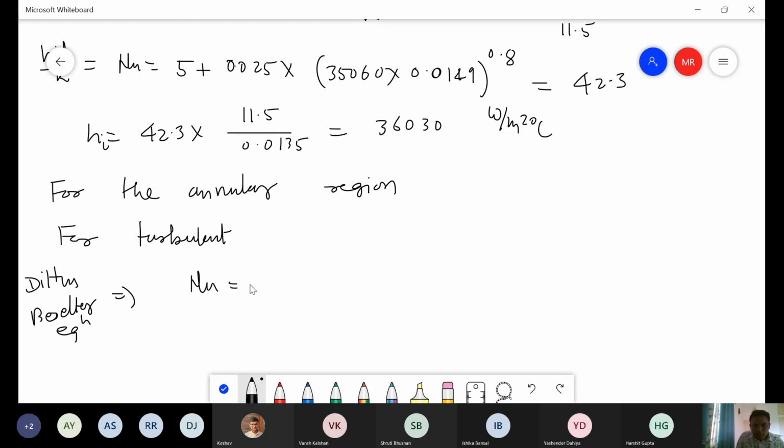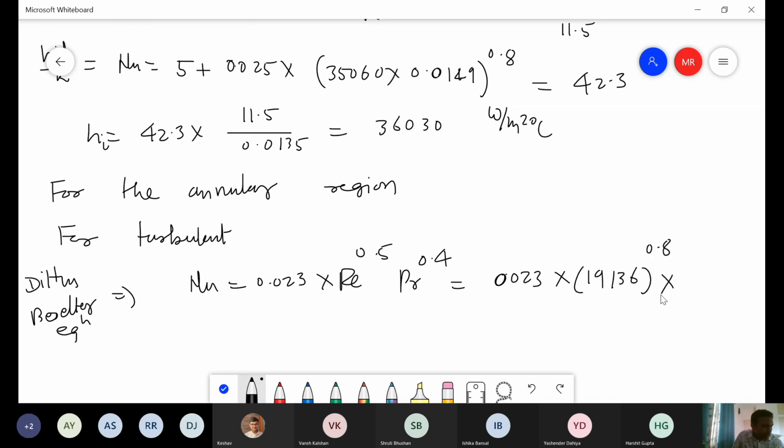So this correlation can be given as 0.023 into Reynolds number raised to the power 0.8 and Prandtl number raised to the power 0.4. Why 0.4? Because the water is being heated here. If it would have been cooling, in that case, we would have used 0.3, isn't it? So we can just put all the values here, 0.023 into Reynolds number we have already calculated, that is 19136 to the power 0.8 into Prandtl number. Prandtl number for the water is already given, isn't it? Prandtl number for the water is given, that is 4.9.